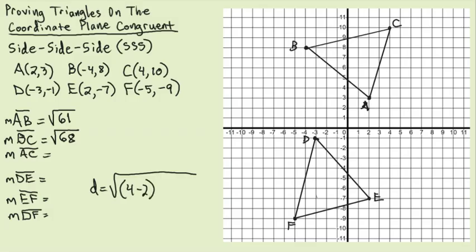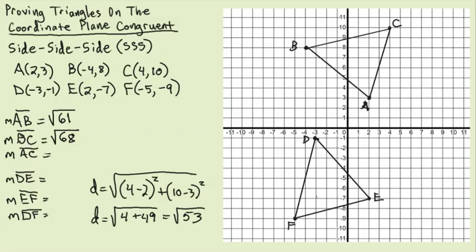I just try to put them in the order that's the easiest to subtract. Plus, now we'll do the y values, 3 and 10. We'll do 10 minus 3, squared. So distance is the square root of, well, 4 minus 2 is 2, and 2 squared is 4. So it's 4 plus 10 minus 3 is 7. 7 squared is 49. And 4 plus 49 is 53. So this is the square root of 53.